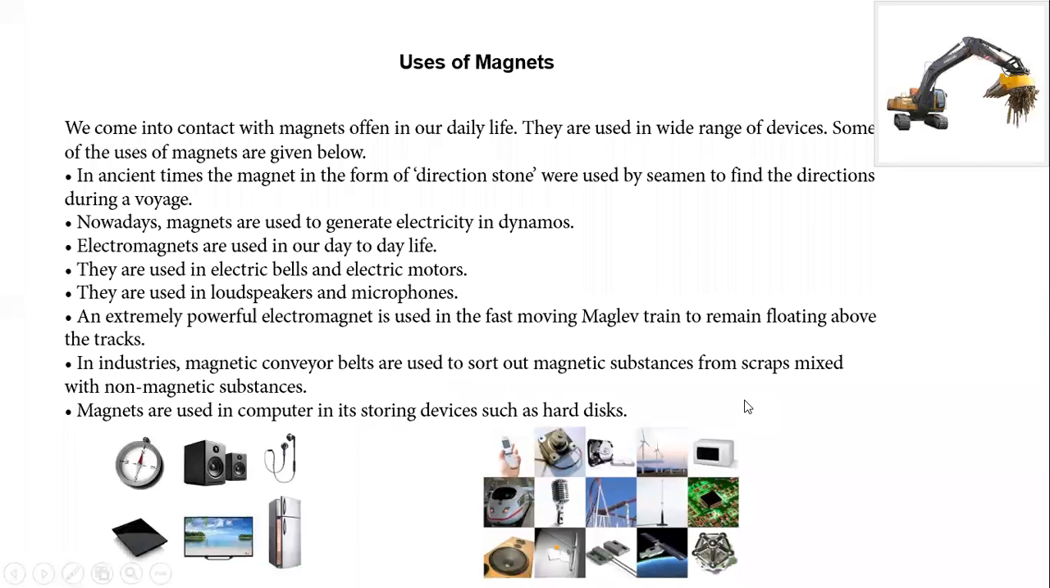So let us go to the uses of magnets, right? In many industries we are using magnets. In ancient times, the magnet in the form of direction stone was used by seamen to find the directions during voyage.